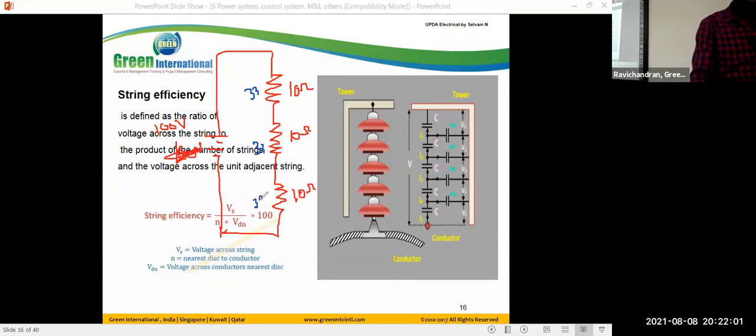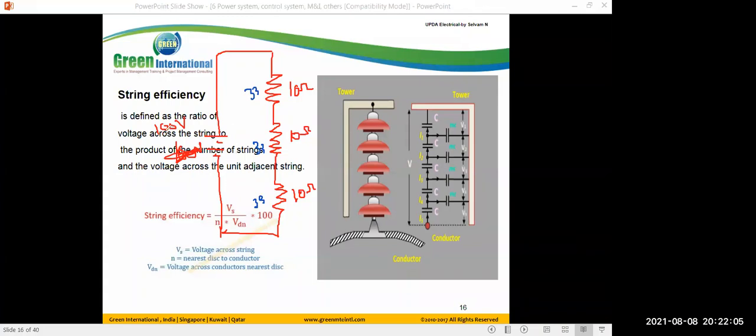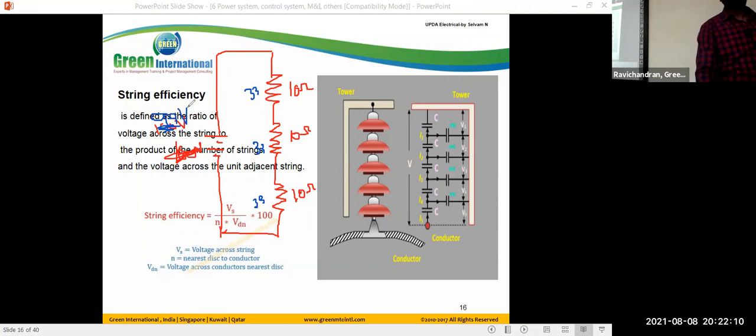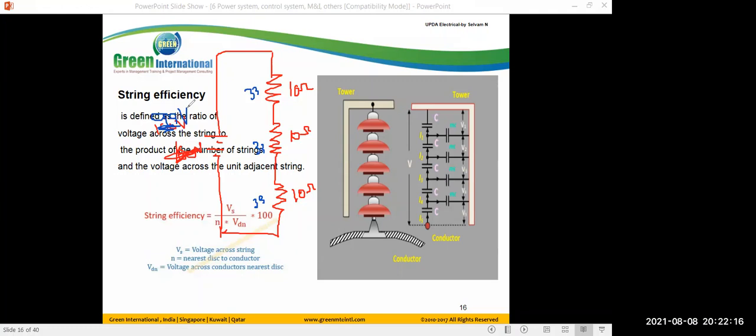Okay? Correct? Equally distributed. So here instead of 100, we put a 94 like this. Okay. Are you clear on this problem?